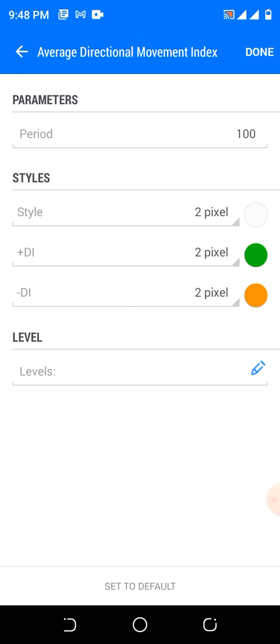Then for the Average Directional Movement Index, the period is 100. Write it down. Period is 100. Now the style: the color of the style should be the same as the color of your screen background.